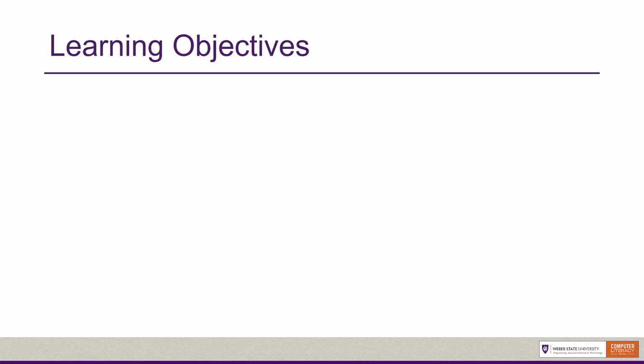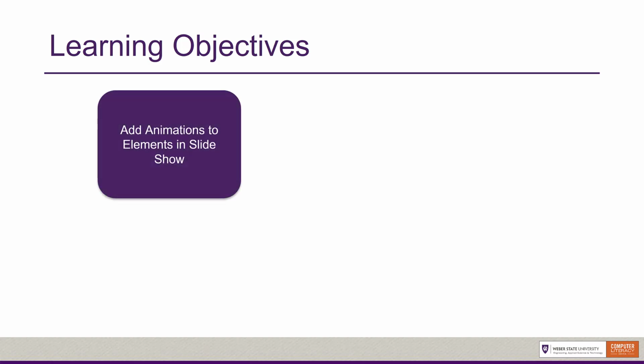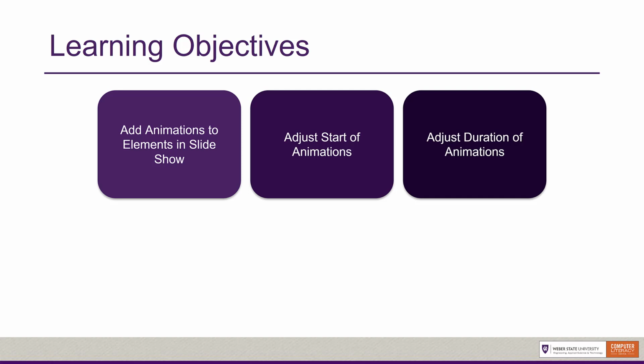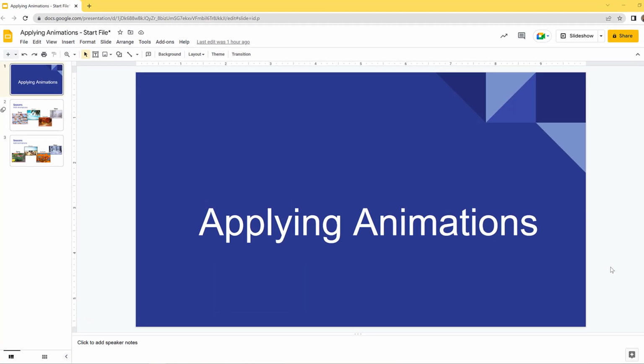In this video, we will look at a slide with animations applied to its items and see how they can add to a presentation. We will then add animations to different elements in another slide. We will also adjust the start of the animations and the duration. If you would like to follow along with the instructions, find the start file bundled with this module and save it as your own.